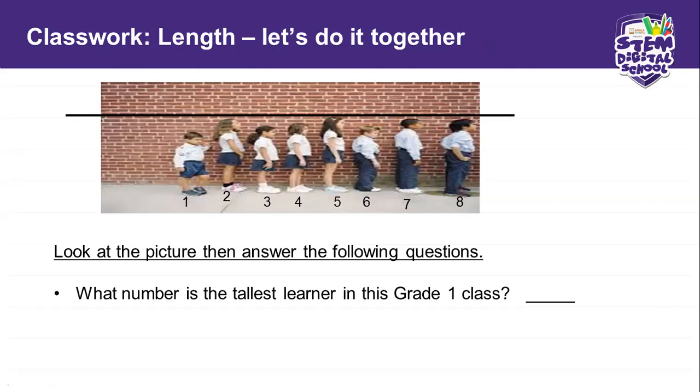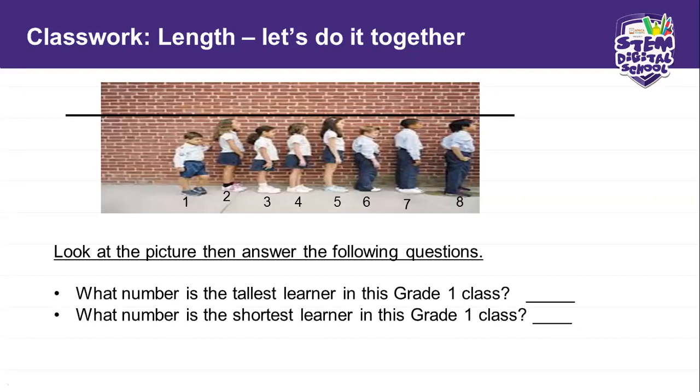Who's the tallest? I see some say 5, but let's prove this answer if it is indeed 5. Okay, we are looking. Yes, we can see 5 is the tallest. Okay, well done, Sean. Well done, all of you. Right, let's see the next one. Okay, what number is the shortest learner in this grade 1 class?